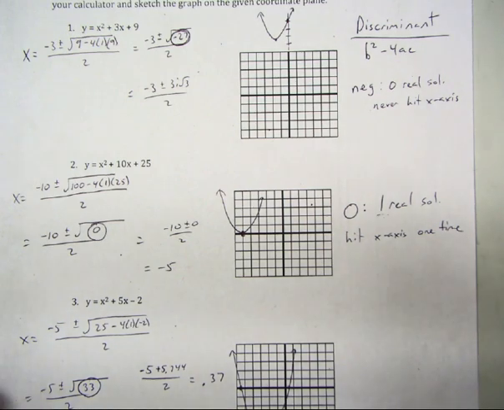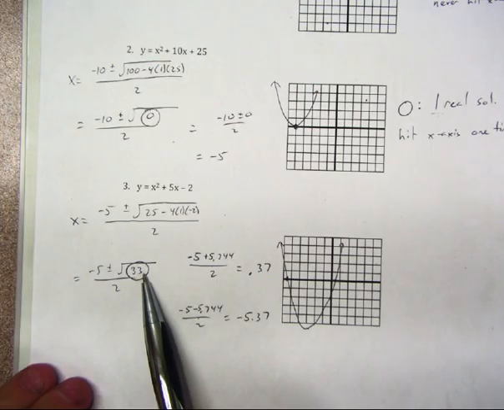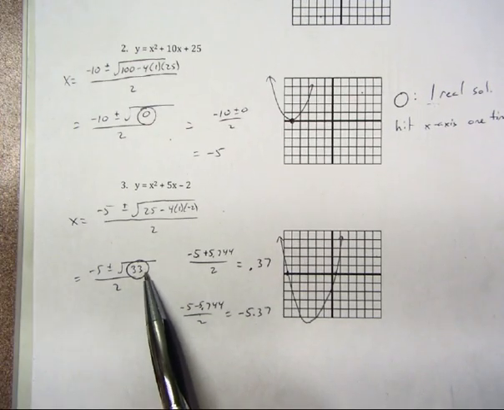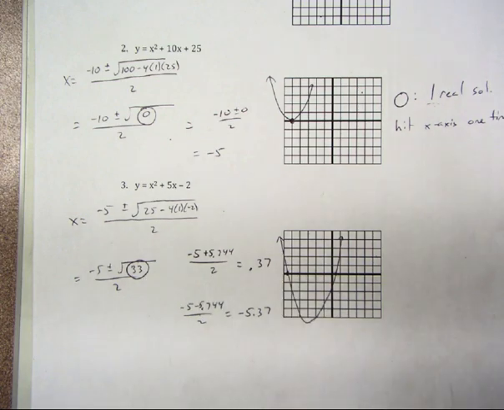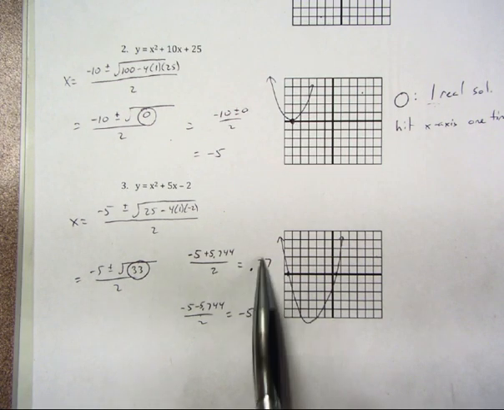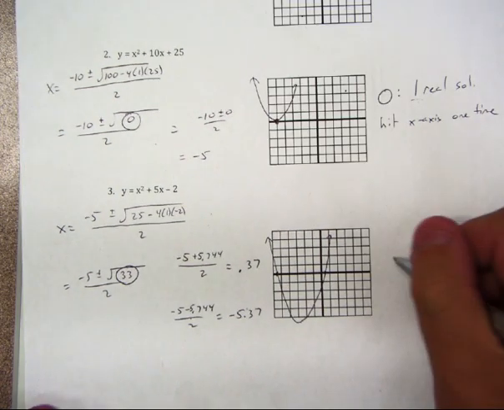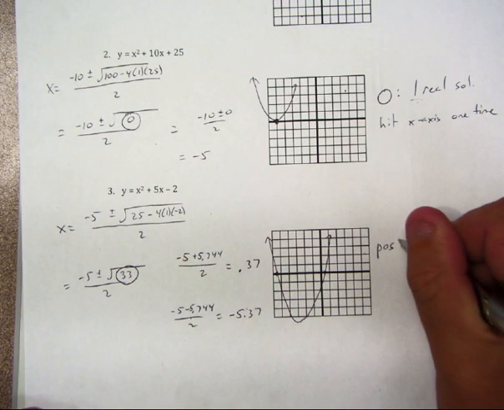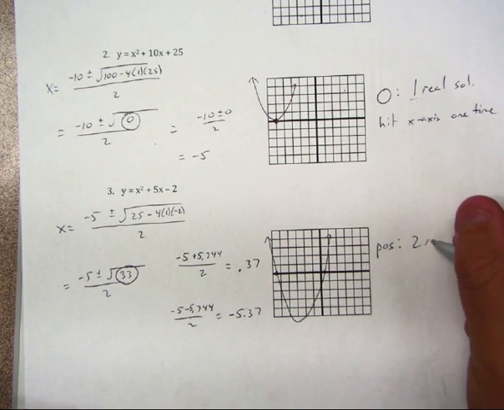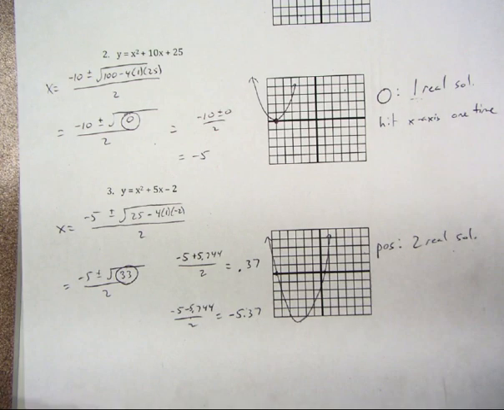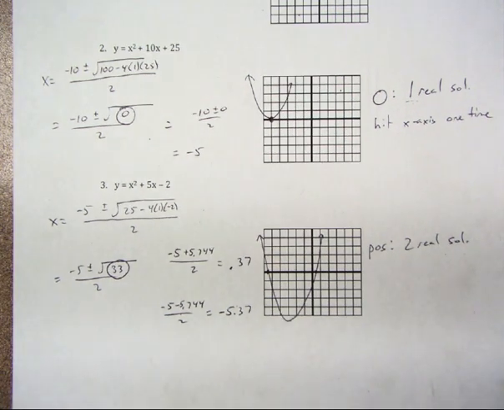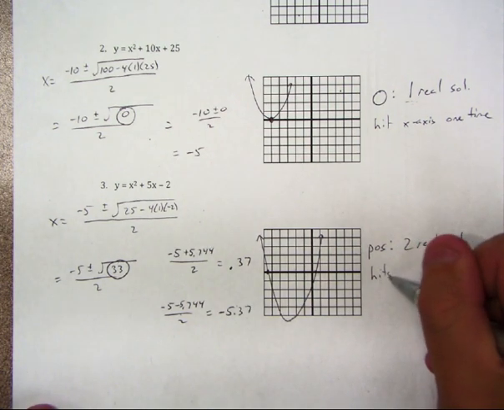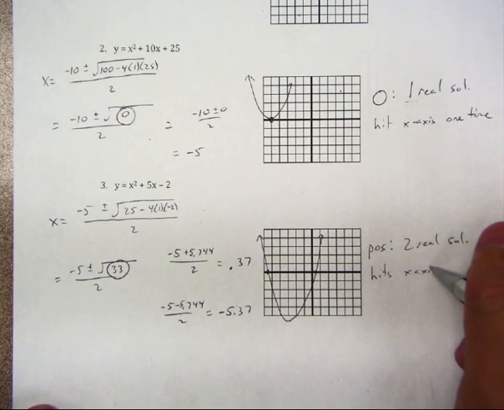And then lastly, if your discriminant is positive, like I have here, positive 33, we end up with two answers. And you'll always end up with two answers if your discriminant is positive. So there's two real solutions if your discriminant is positive. And then that means it hits the x-axis twice.